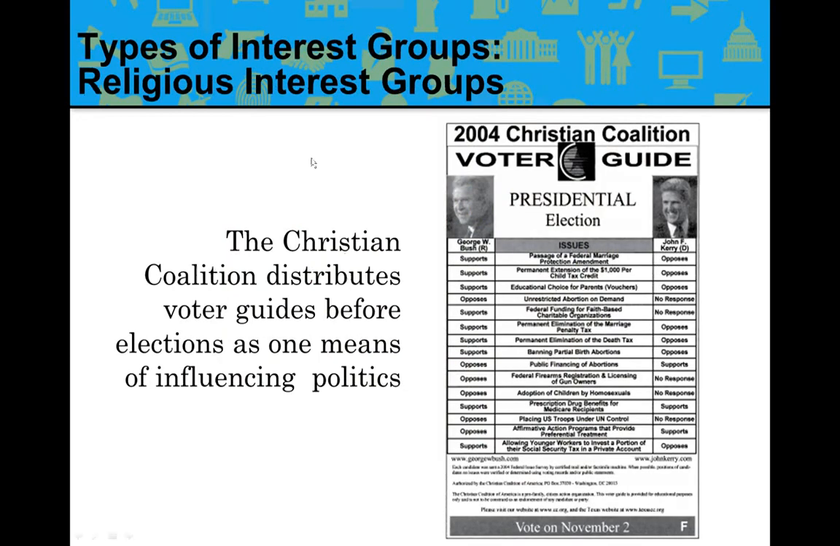A religious interest group is a type of interest group that is probably more of your advocacy group, and this is the Christian Coalition. The Christian Coalition, for example, will distribute guides to help try to influence elections. They're going to print up a guide, this is from 2004, listing the particular issue and telling how George Bush viewed that issue and how John Kerry viewed that issue. They're trying to promote, obviously, George Bush here and provide some voting cues for people who might be attracted to the Christian Coalition.